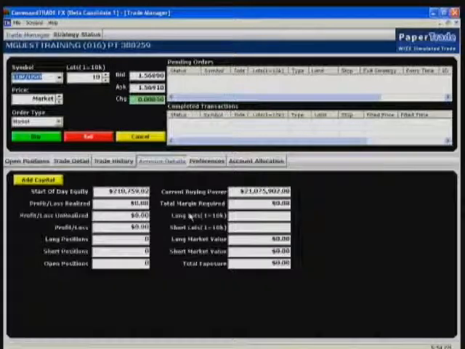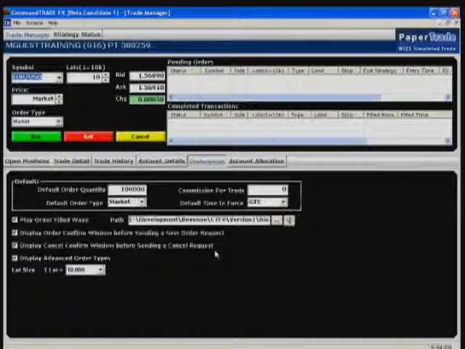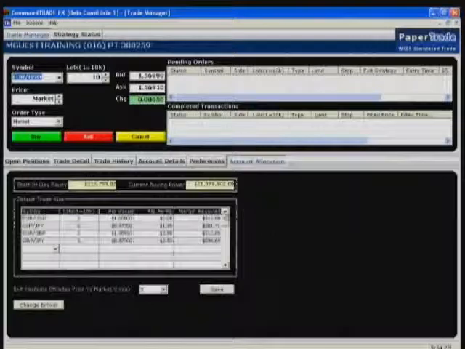Account details, again, outlines what's going on in your account, your buying power, your exposure, your P&L, your unrealized P&L. Preferences tab, again, this pretty much just spoke to manual order entry. This does not have to do with automated trading. The only thing that really has to do with automated trading here is this play order filled wave and then your lot size.